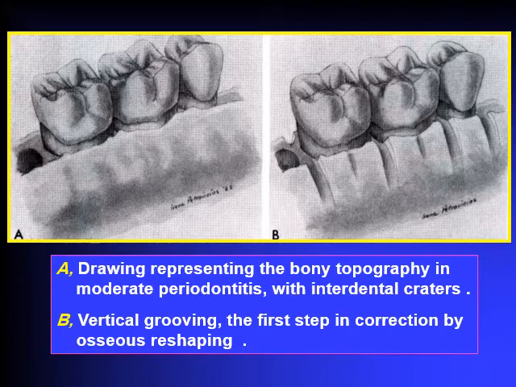So we make this vertical grooving in the interradicular areas. This is the vertical grooving. We notice here that it also treats the shallow crater, and we mentioned that the indication of osteoplasty is the shallow or blunted crater. This is a shallow interdental crater.